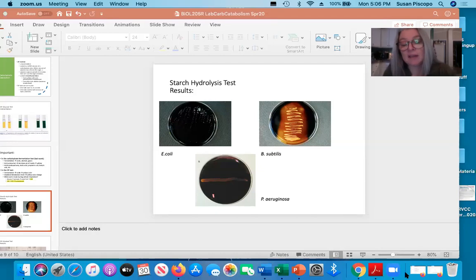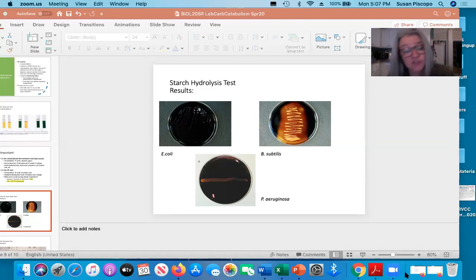I'm going to let you fill out the purpose. For the hypotheses, there are two statements that you need to agree or disagree with. The first one says that all bacteria will use glucose, and the second one says that all bacteria will hydrolyze starch.